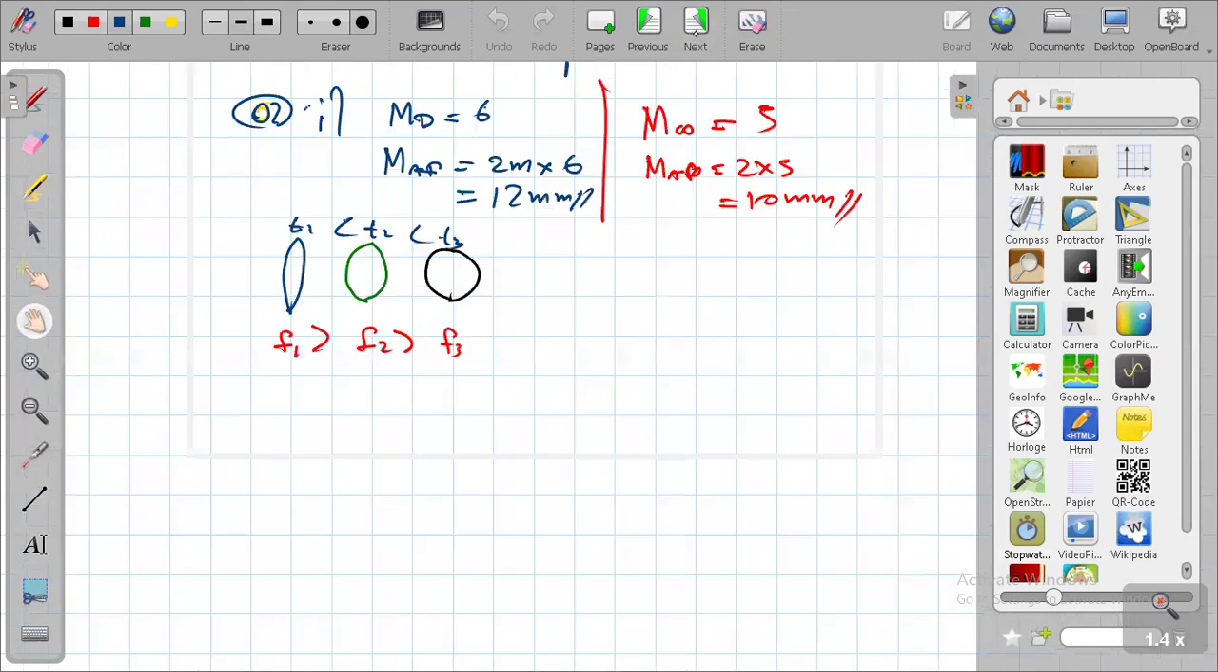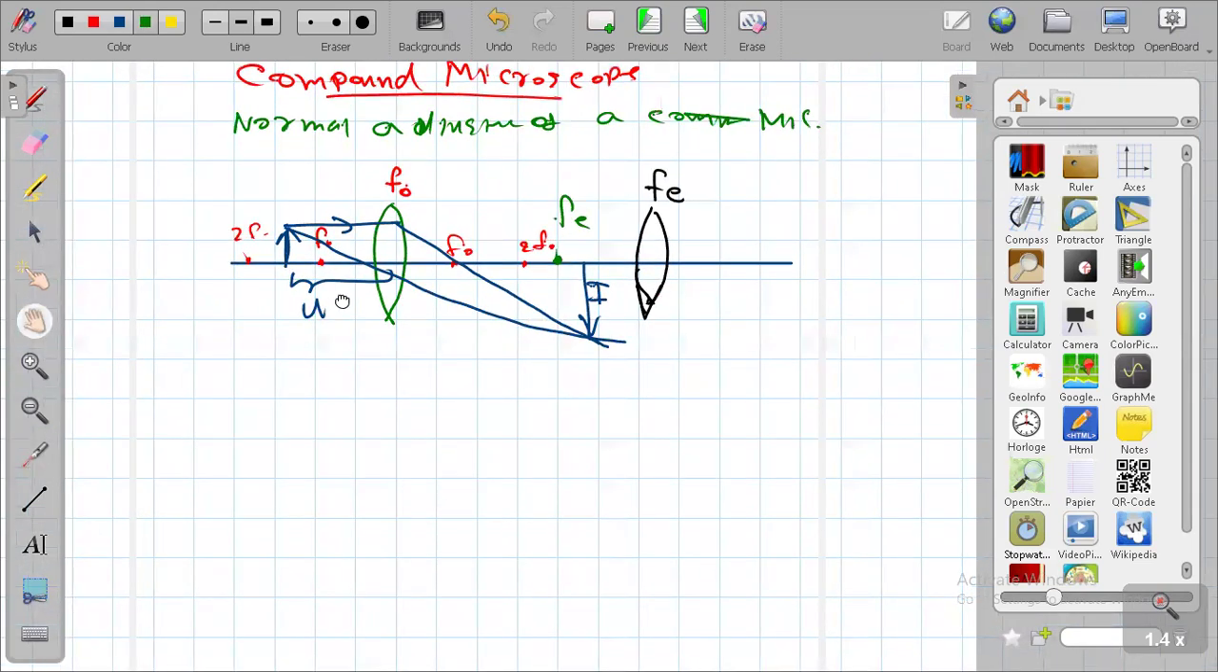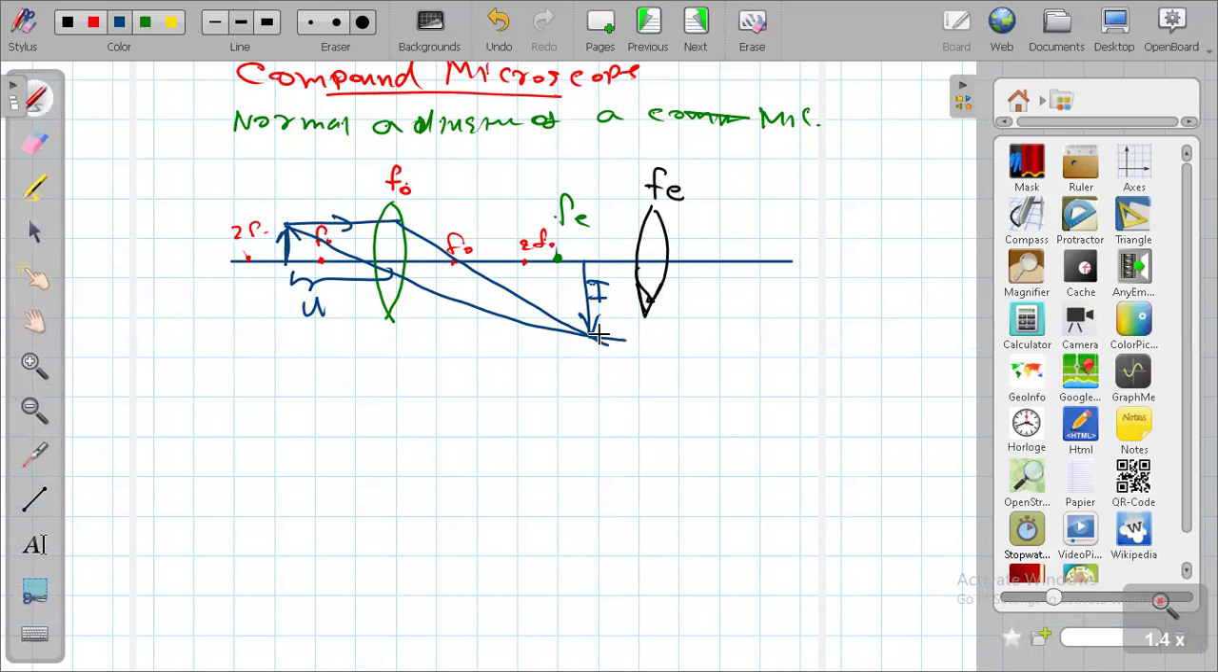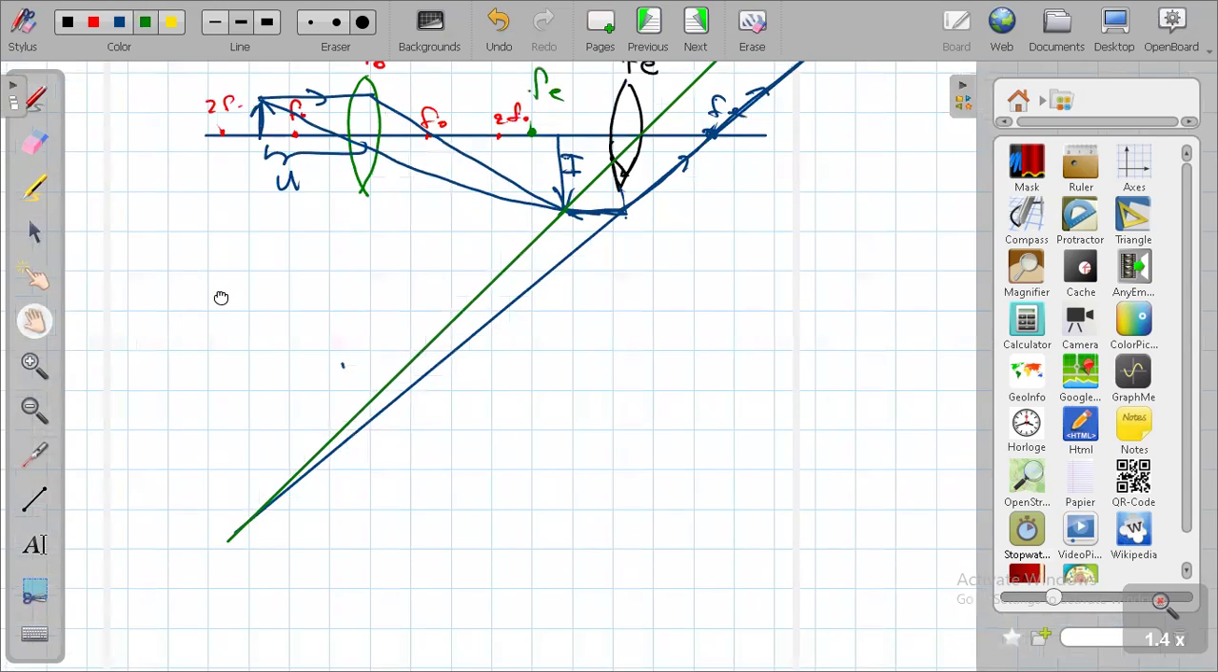Between F and O you have to keep it to make a virtual enlarged image. Okay. The FE should be somewhere here. Now you have to draw this parallel line and FE again. For the parallel line, I have to draw it as if refracting from this one. Once you do it, you will have to extend that line like this. Finally, I'll get an image.